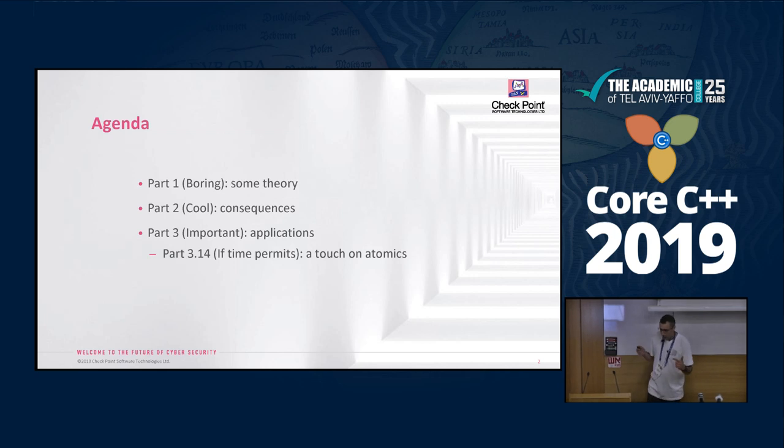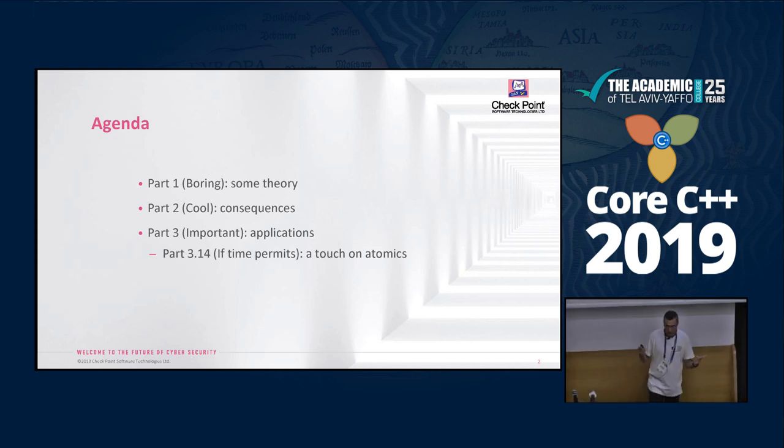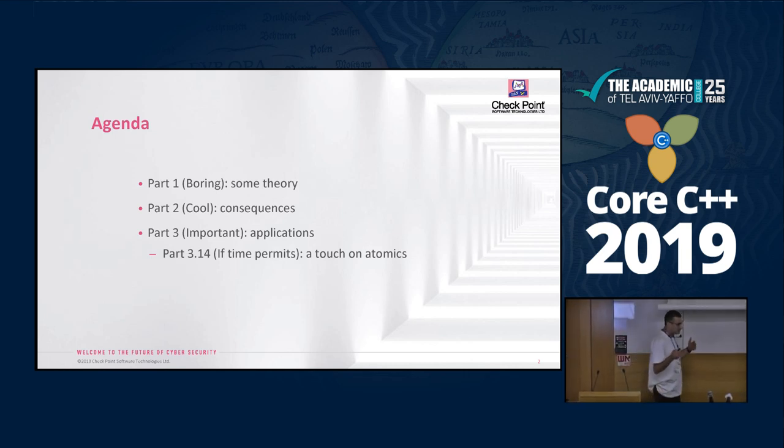Then the third part is going to be some applications. Basically, that means how we can write our code to make better utilization of our hardware while maintaining correctness. If time permits, I divided it into two parts. The last part is going to be a small touch about atomics with sequentially consistent and non-sequentially consistent memory orders. I'm not sure we'll get to it, but we'll see how we're going on.